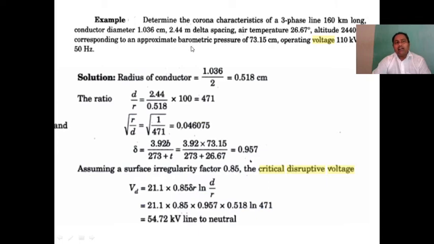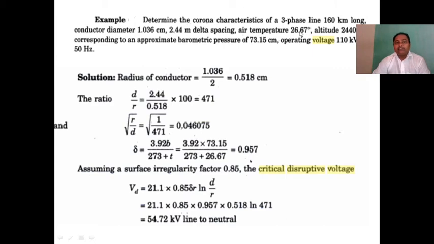So how can we get the corona characteristics? We want to find out the disruptive voltage, the visual critical voltage, and the corona loss one by one. What is given? The transmission line length is 160 kilometers, conductor diameter 1.036 centimeter, so for the radius we take 1.036 by 2. The spacing between conductors is 2.44 meters, that means 2.44 into 10 square.